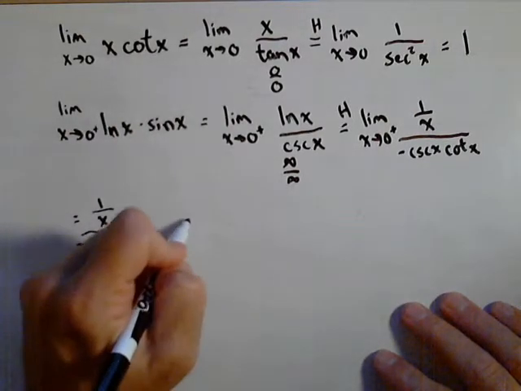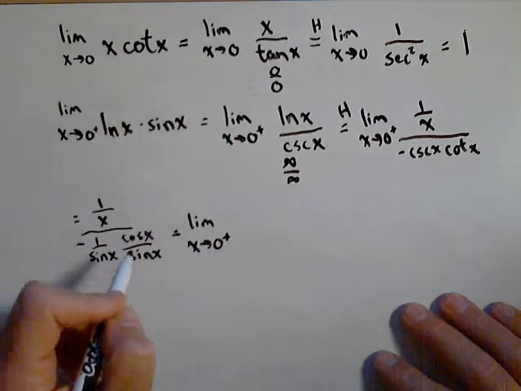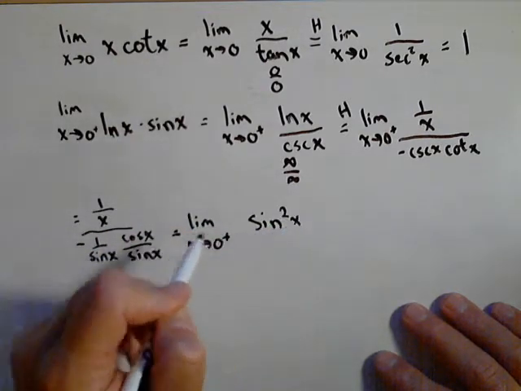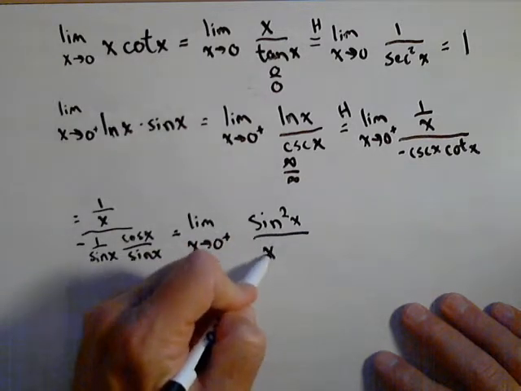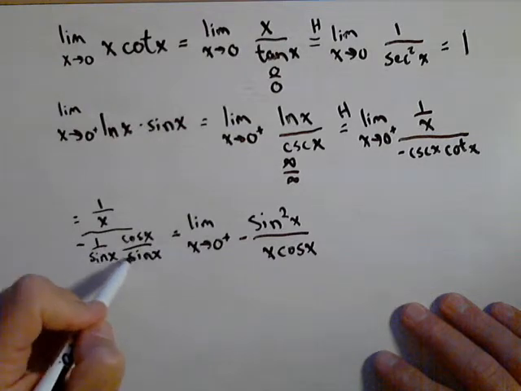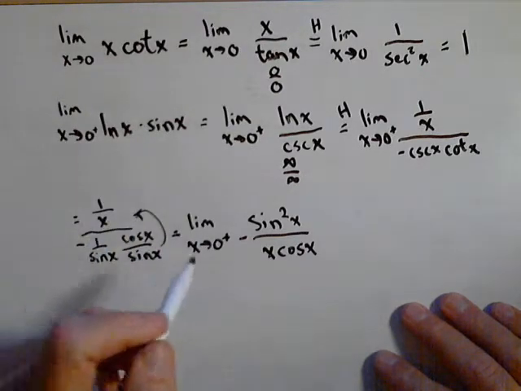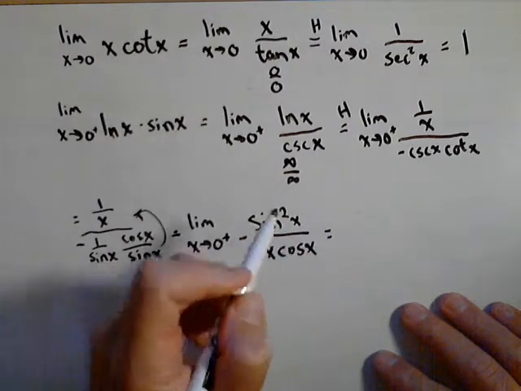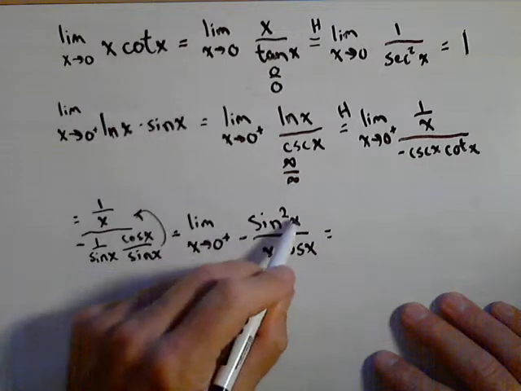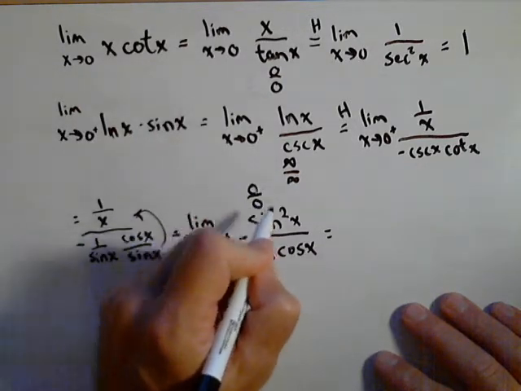Oh, and I should have written limit. We are still taking the limit as x goes to 0 from the right. And what I'm going to have is sine squared x all over x cosine x, and it will be negative. What I did is multiply these two together and then flip and multiply. Now if I look at where it's going as x goes to 0 from the right, I've got a 0 over 0 case. It qualifies for another L'Hopital's rule.